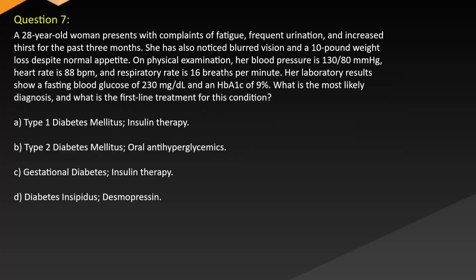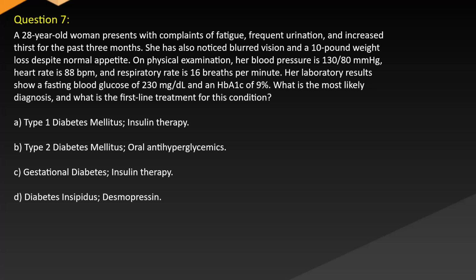Question 7. A 28-year-old woman presents with complaints of fatigue, frequent urination, and increased thirst for the past 3 months. She has also noticed blurred vision and a 10-pound weight loss despite normal appetite. On physical examination, her blood pressure is 138 mmHg, heart rate is 88 bpm, and respiratory rate is 16 breaths per minute. Her laboratory results show a fasting blood glucose of 230 mg/dL and an HbA1c of 9%.